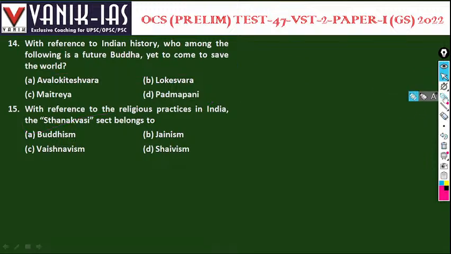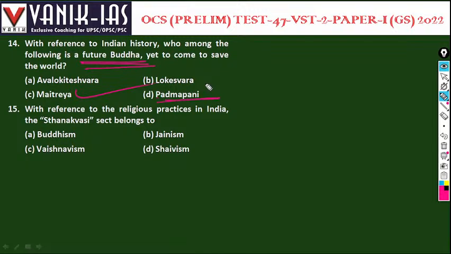With reference to Indian history, who among the following is a future Buddha yet to come to save the world? Who is called the future Buddha? Avalokiteswara, Lokeswara, Padmapani or Maitreya. Answer is Maitreya, right? Maitreya is regarded as the future Buddha. They have asked about Padmapani in UPSC, so they are focusing on this part.